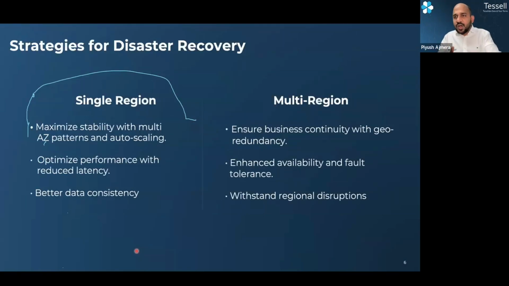Now, doubling down on what a single region and multi-region effect is. A single region allows you a stable environment, whereas multi-region allows you business continuity. You can optimize the performance, and a single region is always in sync. The data consistency will always be there because the zones are connected with a high-powered data pipeline and network bandwidth, with a latency of less than 2 milliseconds. That's what cloud vendors commit.